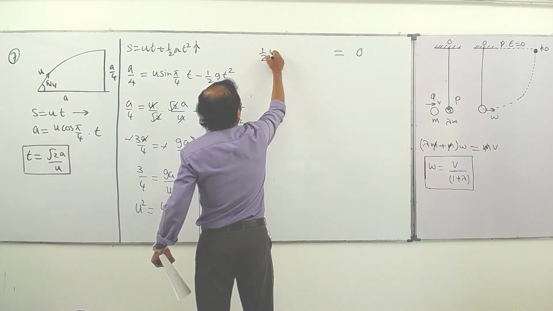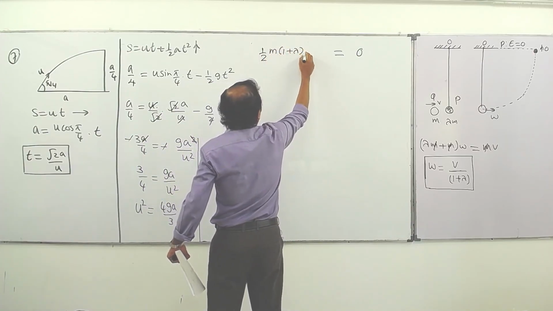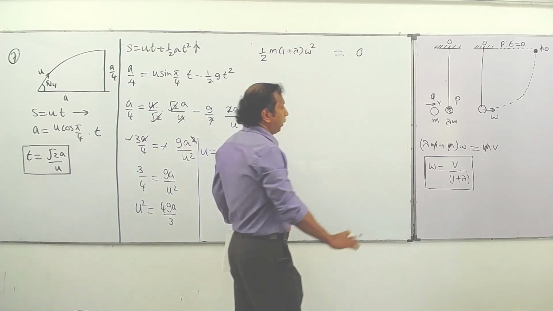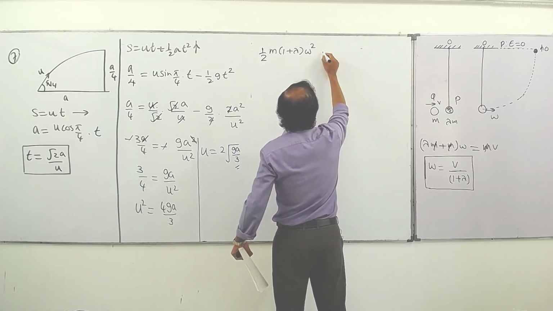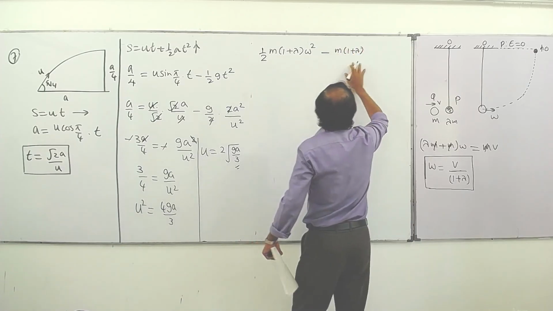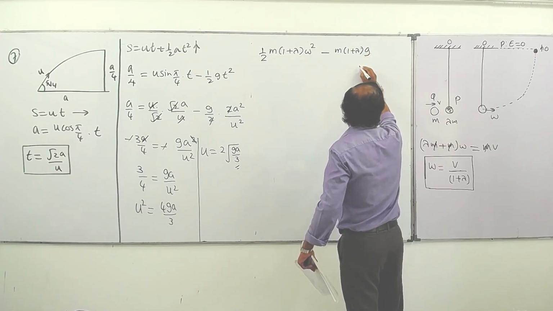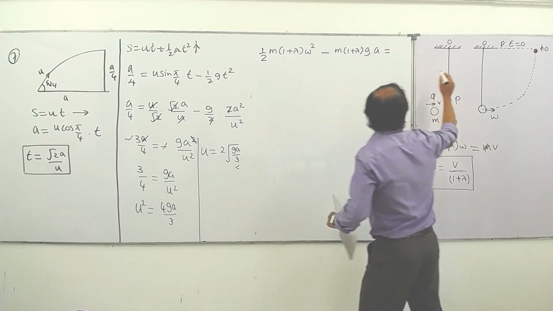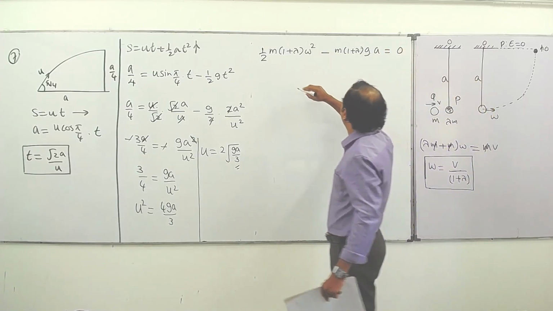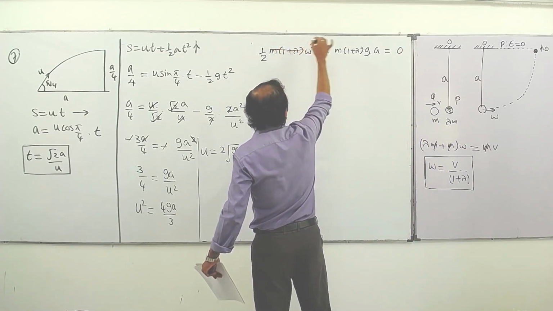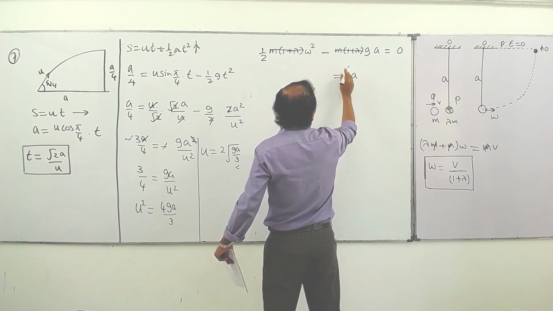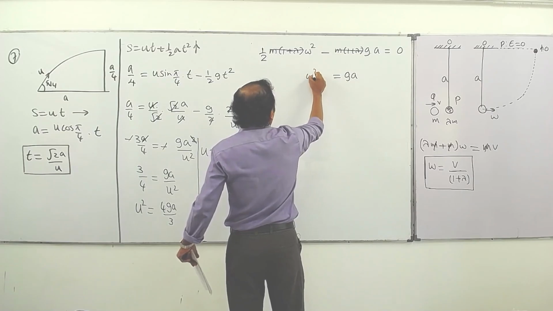Half mass is m times 1 plus lambda, velocity is w squared. Half m v squared. And point O, their potential energy minus m times 1 plus lambda, which is the total mass, g, h is a. A is the length of the string. Should be equal to 0. Then this m times 1 plus lambda, you can cancel down. Then g a, you can bring to the right. Here we get w squared by 2.